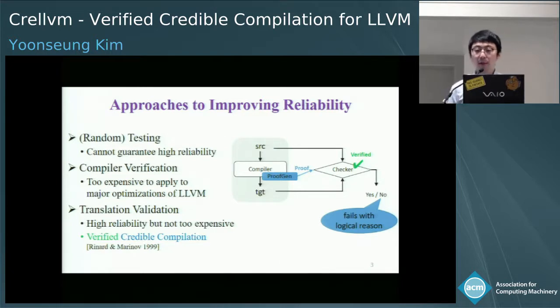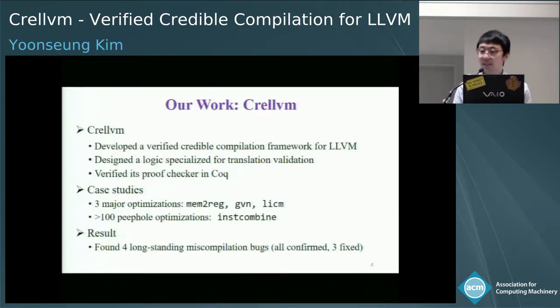However, unfortunately, credible compilation had not been properly applied to production compilers like LLVM. So in this work, we developed a verified credible compilation framework for LLVM called Crellvm. For this, we designed a logic specialized for translation validation in LLVM and developed and verified its proof checker in Coq. We applied Crellvm to three major optimizations, namely register promotion, global value numbering, and loop invariant code motion, and also applied it to over 100 peephole optimizations in the instruction combining pass. As a result, we found 4 long-standing miscompilation bugs, which are all confirmed, and 3 of them are currently fixed.